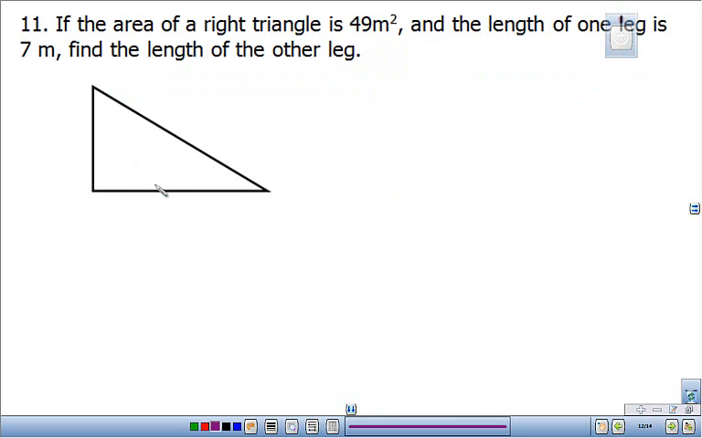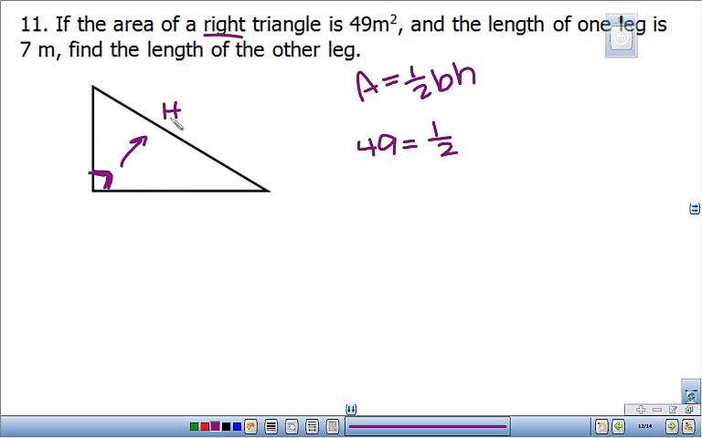Here we have another right triangle. They didn't have it marked, but they did say here that it was right. Okay, it tells us area, which is 1/2 base times height, is 49. One leg is 7. So one of these two legs, remember this is the hypotenuse. These are the legs. One of these legs is 7. We don't know which one, it doesn't matter which you label. So we can call that the base or the height, but the legs in a right triangle are the base and the height, because that's where the 90-degree angle is made.